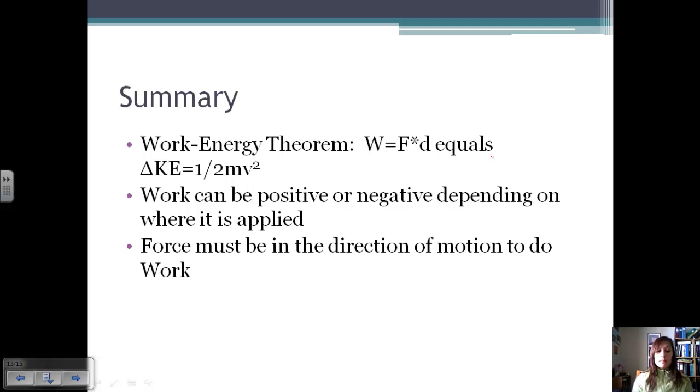And so if we have a force at an angle, we need to break it into components and find the component of that force that is in the direction of motion. And then finally we talked about power, which is the rate at which work is done. And so power is equal to work divided by time, or force times velocity.